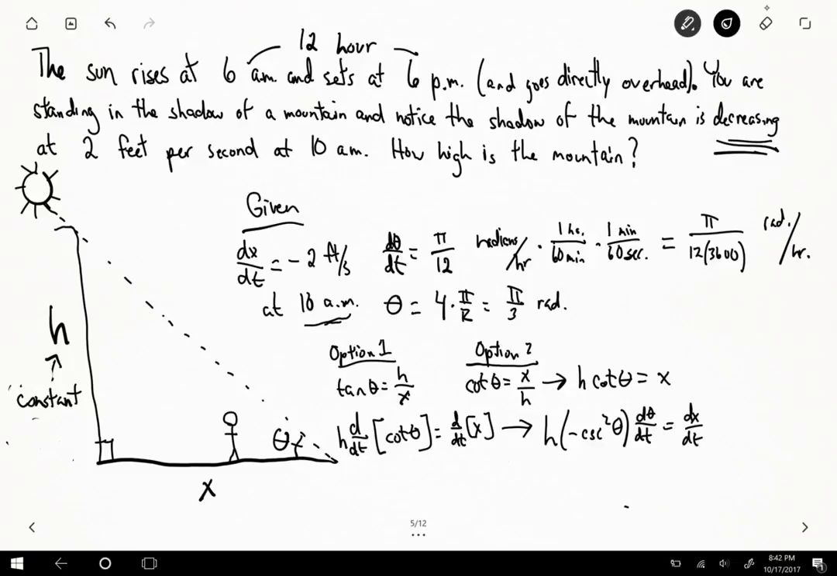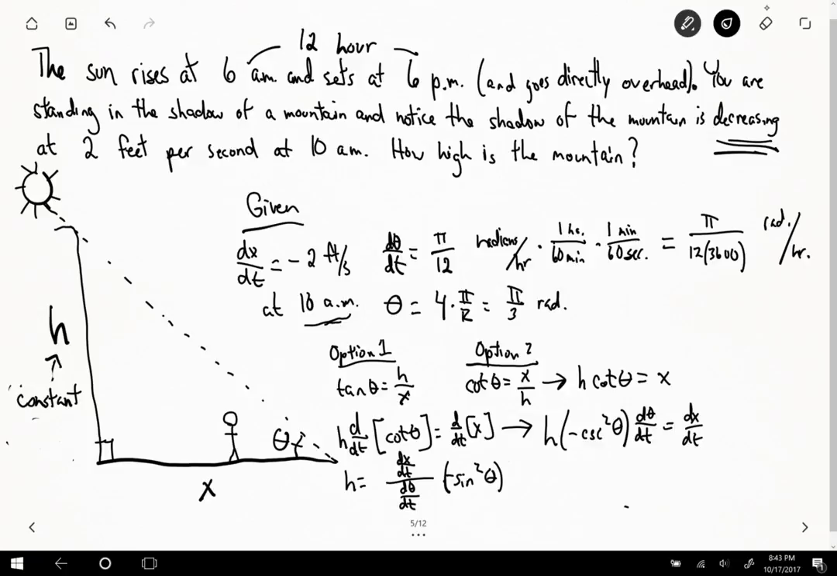We know some values, right? And we can actually solve for h right away by multiplying once again by negative sine squared on both sides, because cosecant squared is 1 over sine squared once again. So you have h equals, and we can divide by the d theta dt as well. So you have dx dt over d theta dt times sine squared theta. And a negative symbol there too.